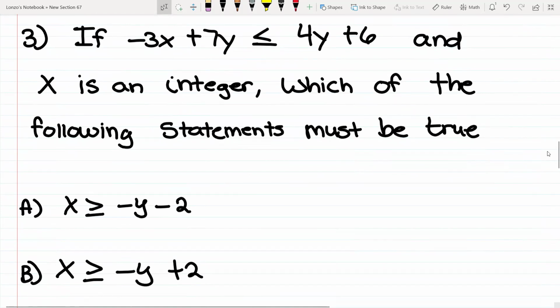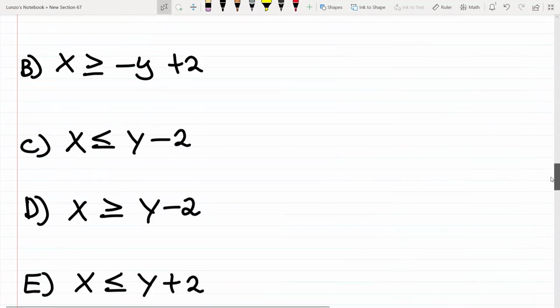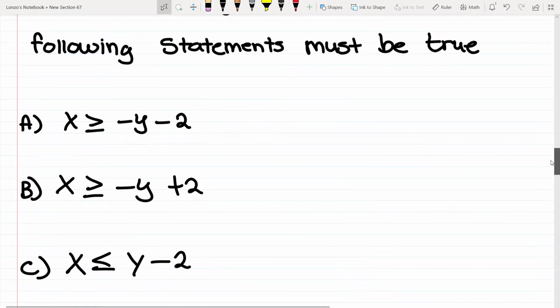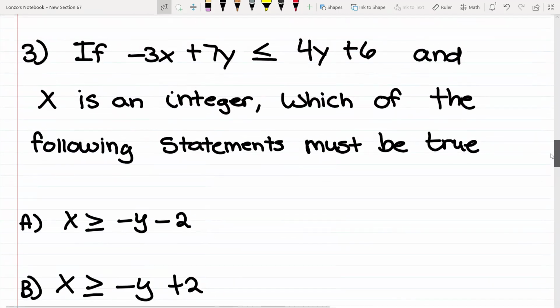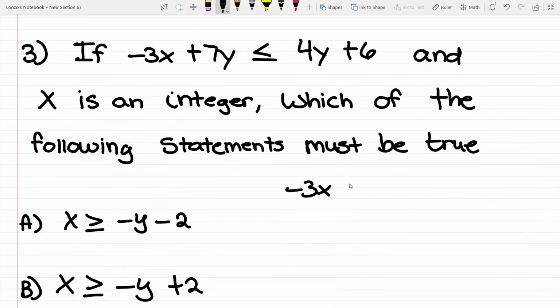If negative 3x plus 7y is less than or equal to 4y plus 6, and x is an integer, which of the following statements must be true? If you look at all the choices, for example, A, B, C, D, and E, what do they all have in common? They have the x isolated. So that's what I'm going to do. So let me rewrite it. So I'm going to isolate x.